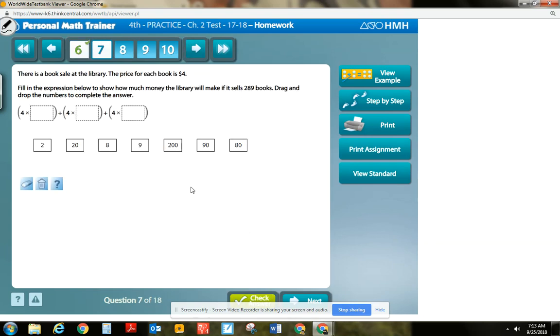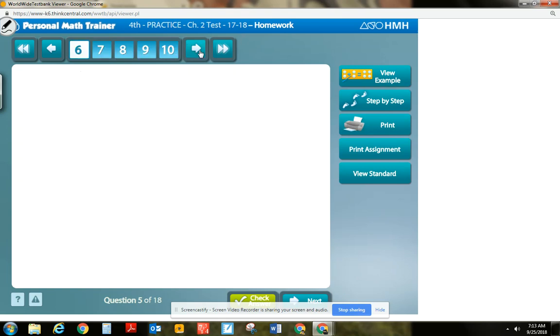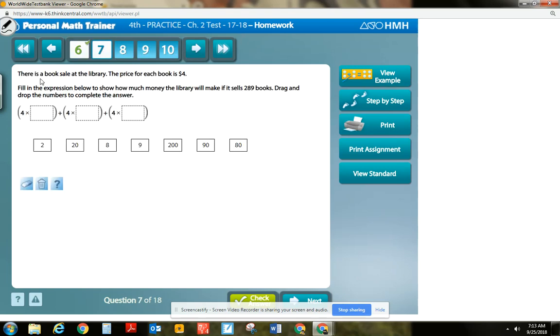Problem 7. These are kind of tough, so let's take a look. It's kind of like problem 5 when we're looking at expanded form. So there's a book sale at the library. The price for each book is $4. Fill in the expression below to show how much money the library will make if it sells 289 books. So 289 times 4. This is what we're doing. And you can see we want expanded form.